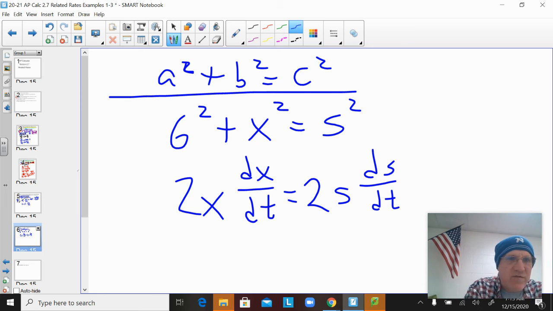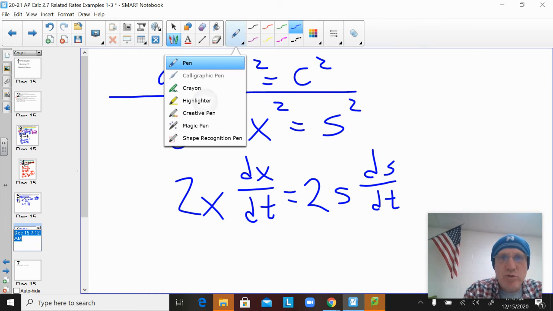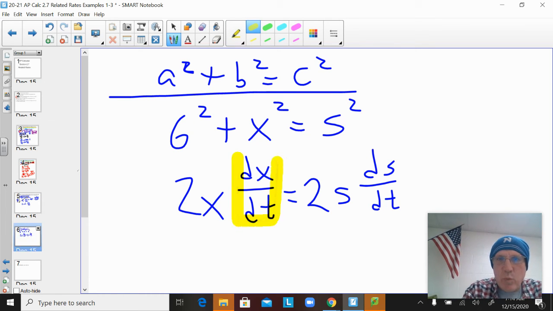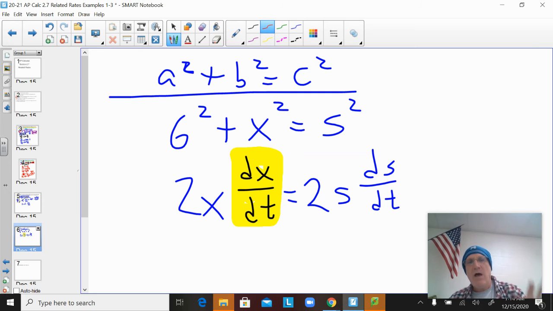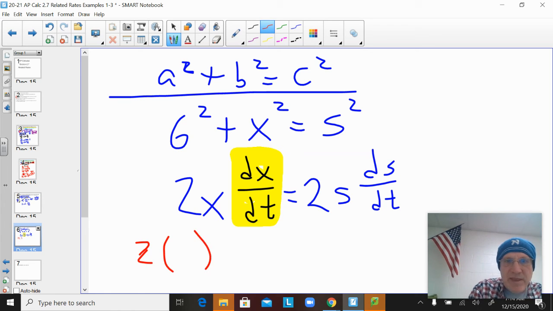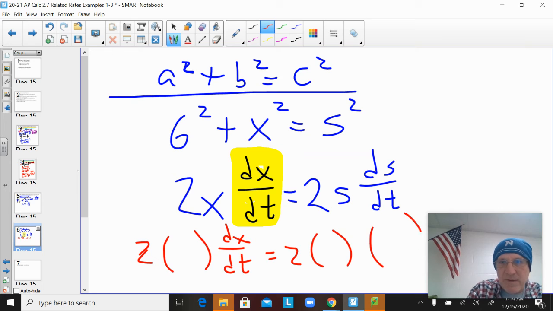And now, can I substitute in what they gave me and solve what they asked for? Let me remember, what am I trying to find? I'm trying to find dx/dt. So let me highlight this. That is what I'm trying to solve for. So something shows up here that we haven't seen yet. I want to plug in quantities for the other unknowns so I can solve for that. So it's 2 times something times dx/dt equals 2 times something times something. Those are all those parentheses I need numbers for.